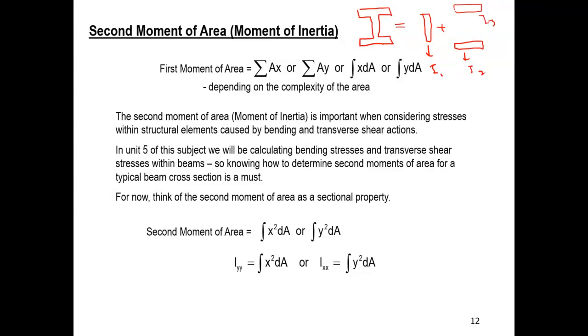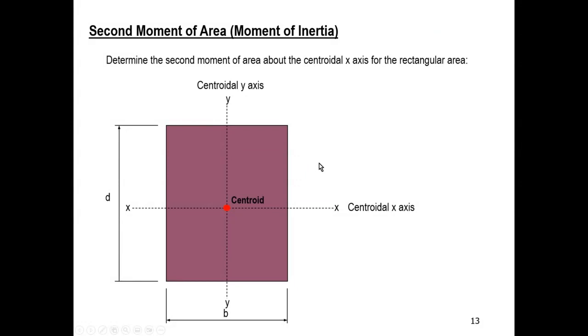And you know what? I is not a vector. I is a scalar. So to find the second moment of area for a composite shape, what we do is we add all the primitive components together. Because this is a scalar, you can add them. If that was a vector, you couldn't add them. But the good news is this is a scalar, so you can add them.